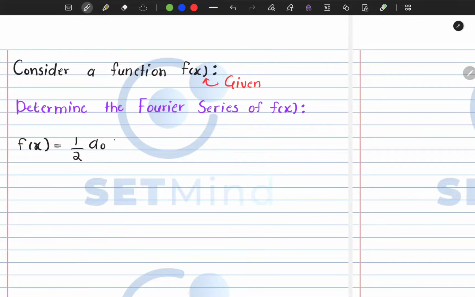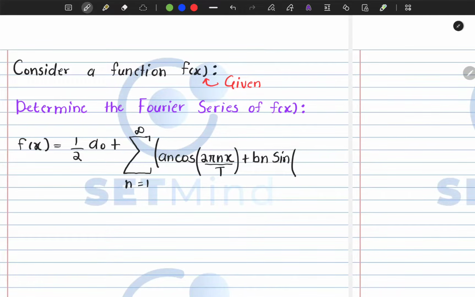of a0. We'll quickly see what those mean. And then we have the sum to infinity from n is 1. And what we are summing is the following. We have an multiplied by cos of 2 pi nx divided by T, where T is the period, and then plus bn multiplied by sine of 2n pi, and then multiplied by x divided by T, where T is the period.